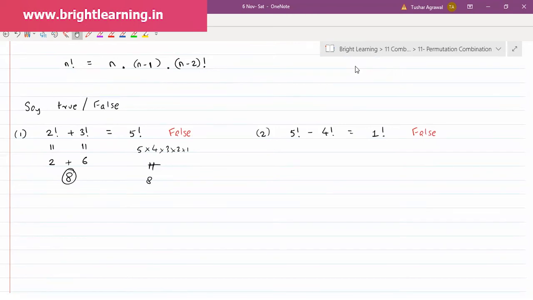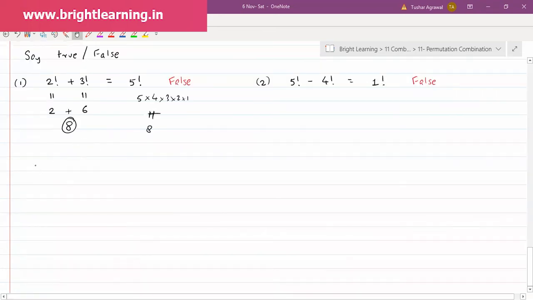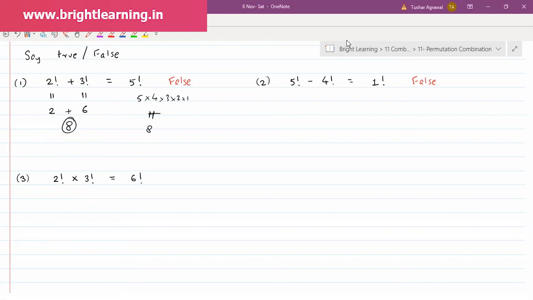Okay, so everybody has convinced themselves that 5 factorial minus 4 factorial equal to 1 factorial is a false statement. It is again not equal to 1. So you cannot take the factorial sign outside. That is a misconception. Another misconception is, let's say, 2 factorial multiplied by 3 factorial is equal to 6 factorial. Check whether this is true or false. Convince yourself.